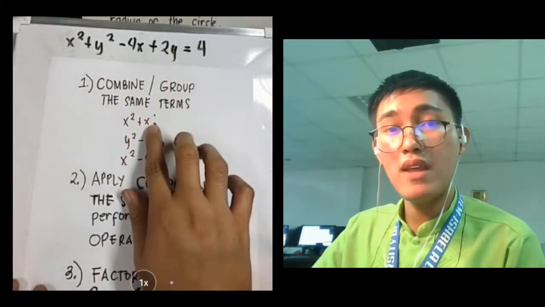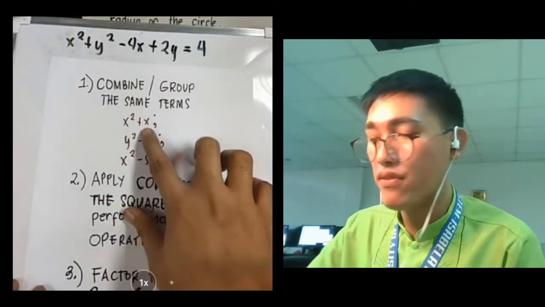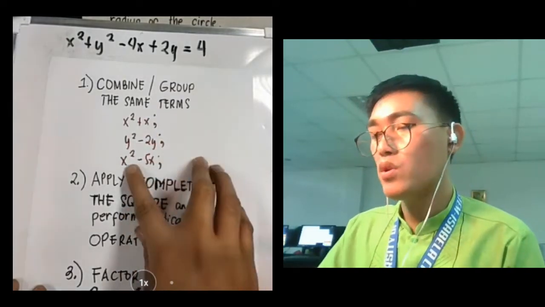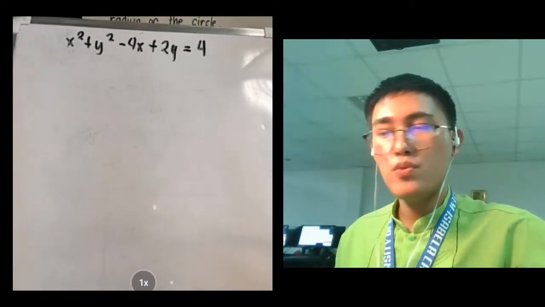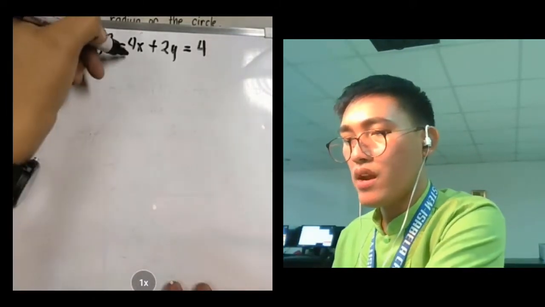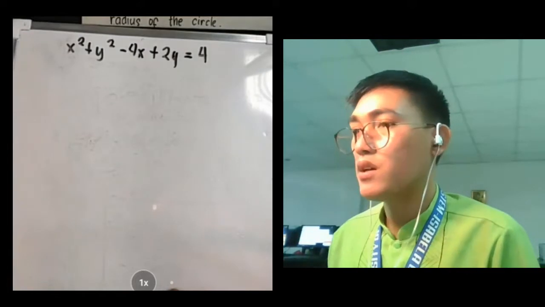Examples of the same terms are x squared and x. So let us group them. If we have y squared minus 2y, also x squared minus 5x. Let's go to our problem. As we can see, we have here 1, 2, 3, 4 terms to group.